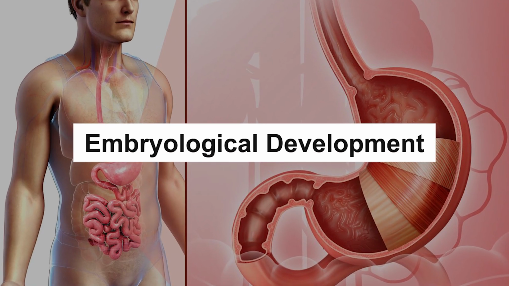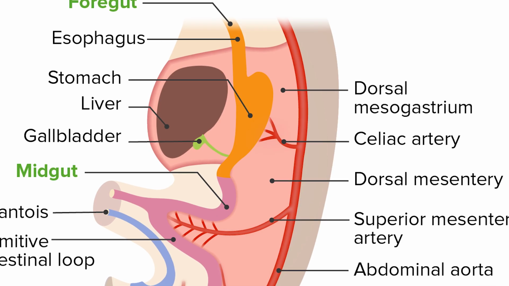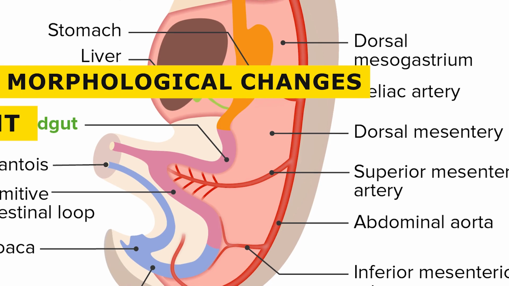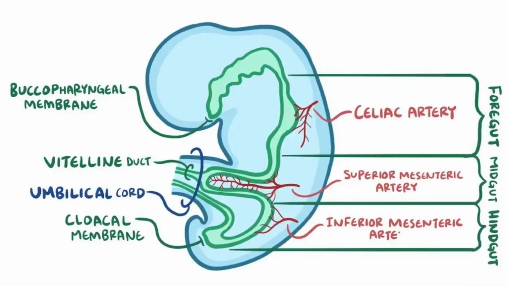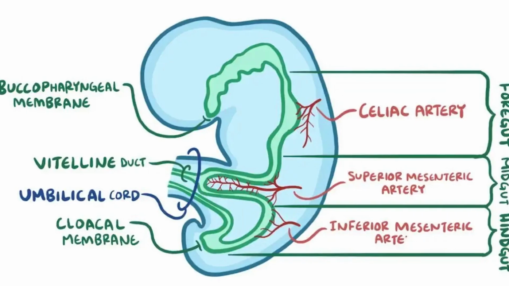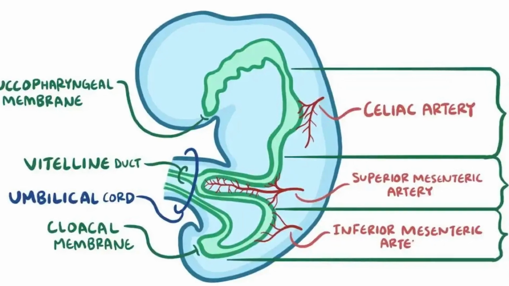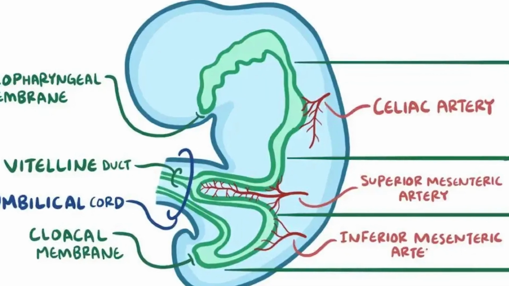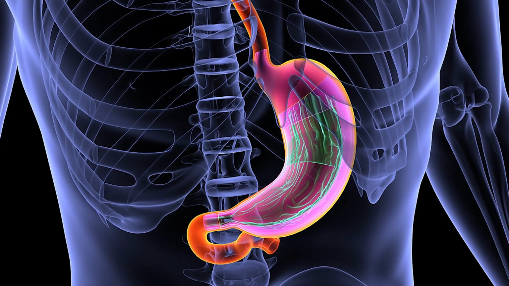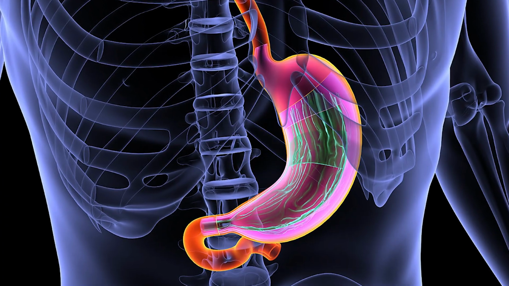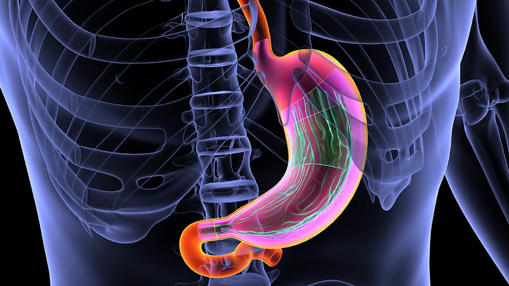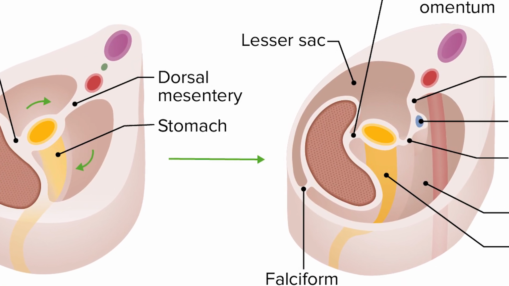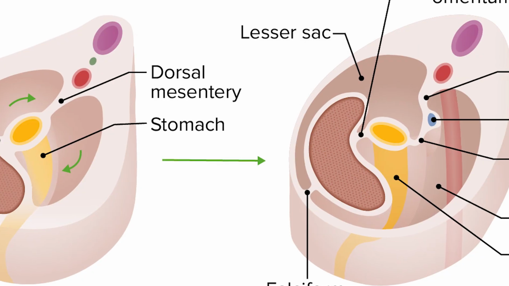Embryological development. The stomach originates from the embryonic foregut and undergoes significant morphological changes during development. Initially, it forms as a simple tubular structure that subsequently enlarges and rotates 90 degrees clockwise around its longitudinal axis. This rotation brings the left side of the stomach anteriorly and creates the greater and lesser curvatures. The differential growth of the dorsal and ventral walls contributes to its final J-shaped appearance.